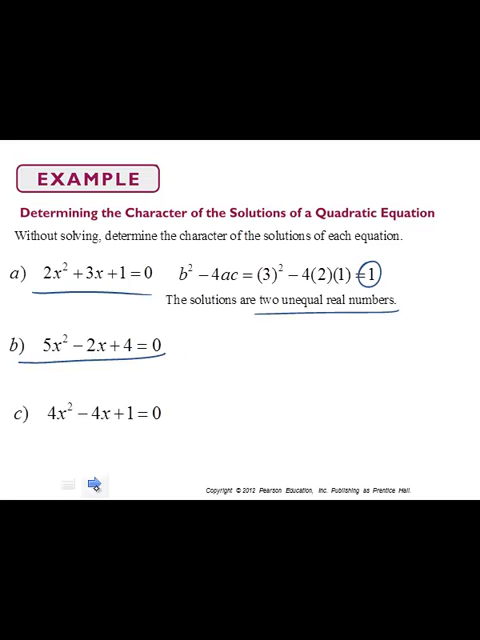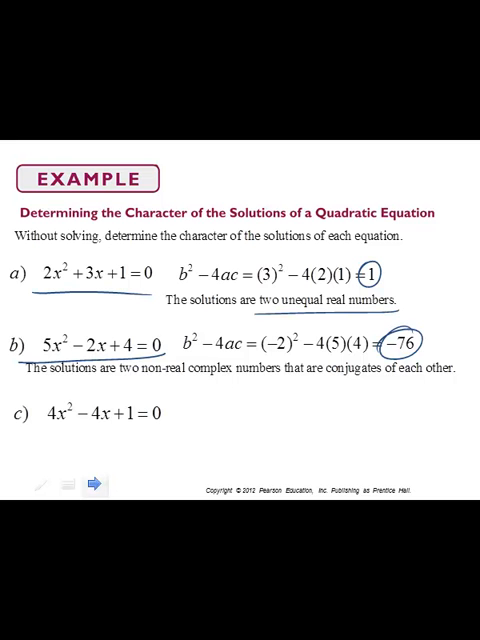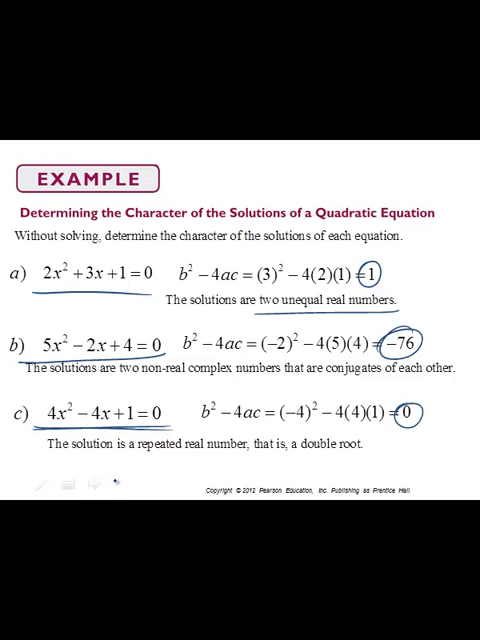Now for part B, evaluate the discriminant. b squared minus 4ac is negative 2 squared minus 4 times 5 times 4, which is going to give us negative 76. That is a negative number, of course, which means that we'll have a complex conjugate pair of solutions. And then for part C, the discriminant works out to be 0, which means that we'll have one unique solution to our quadratic equation. One unique solution is the same thing as saying that the quadratic polynomial has one double root.